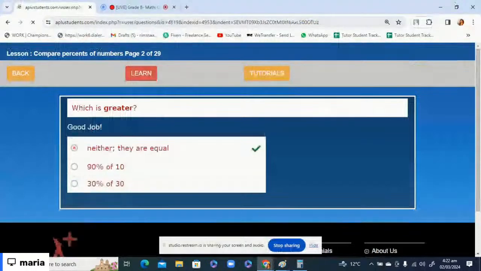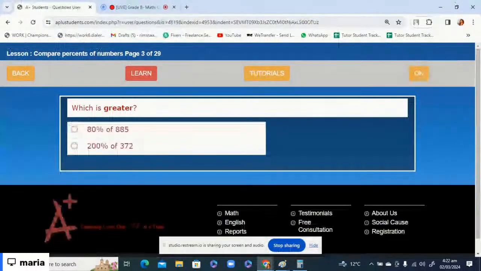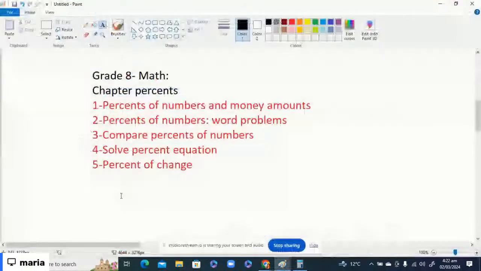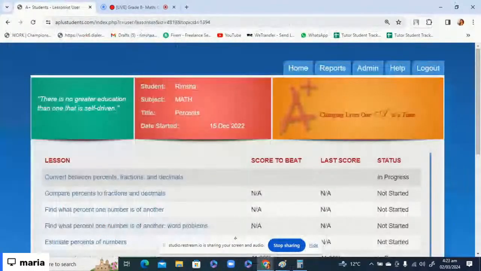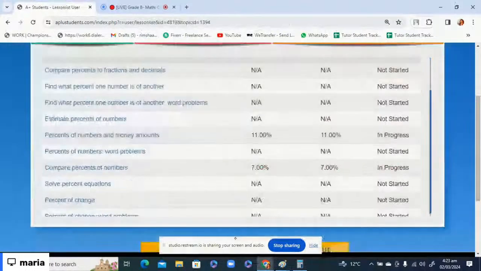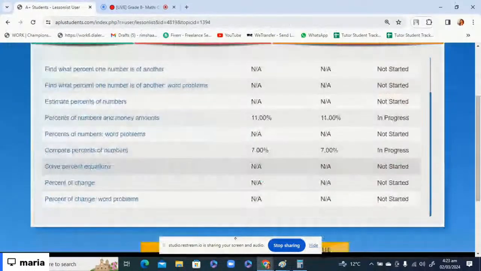Hope you guys also understand this lesson. So here we discuss comparing percent of numbers. We discuss the compare percent of number. Now let's do next, solve percent equations.